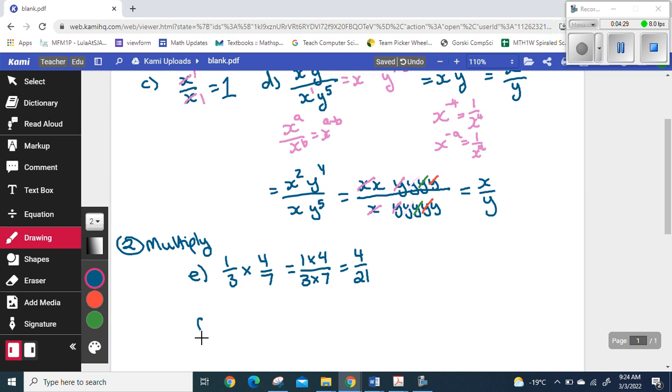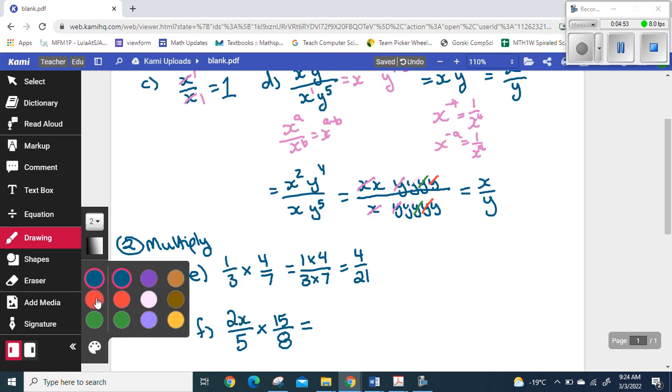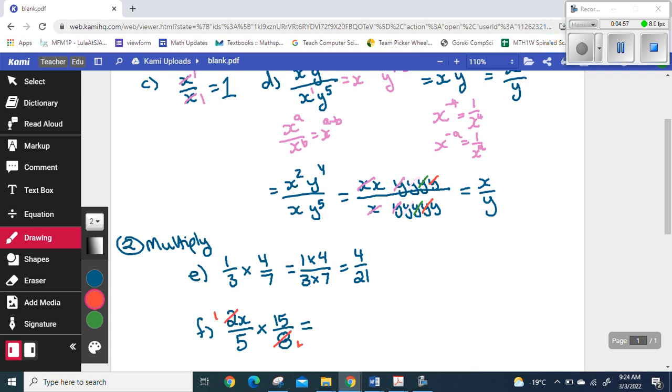Let's look at one that cancels. So what if I had 2x over 5 times 15 over, let's go with 8. Sure, I threw an x in there, but I don't have any other x's to worry about, so that's fine. Do I have any that cancel? Oh, 2 goes into 8, so 2 goes into itself once, 8 4 times. Oh, and 5 goes into 15. 5 goes into itself once, 15 3 times. So my question boils down to 1x times 3 divided by 1 times 4. So this would simplify to 3x over 4.